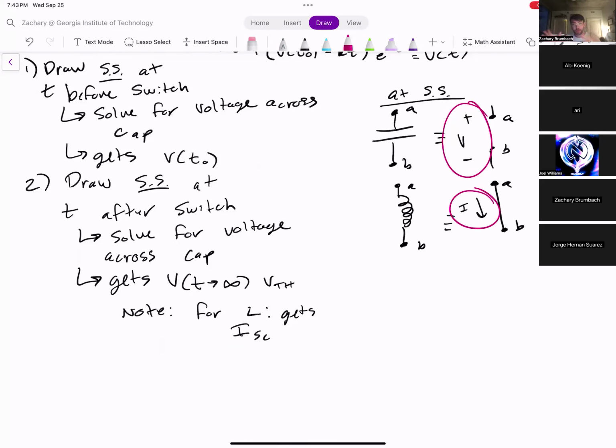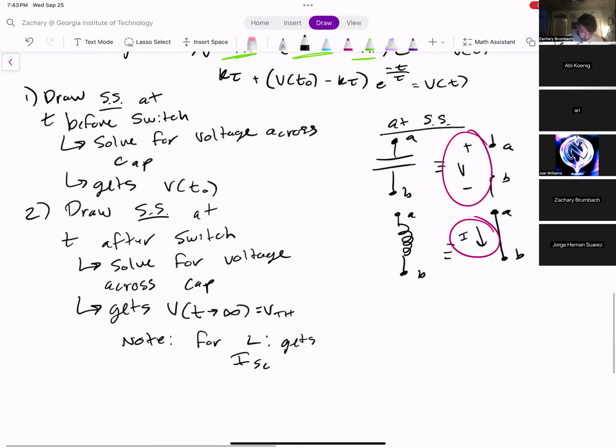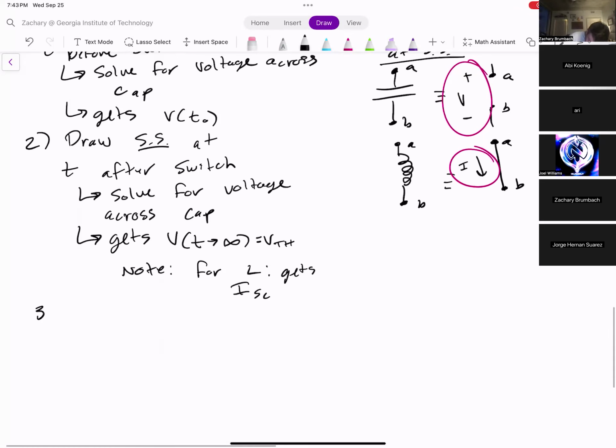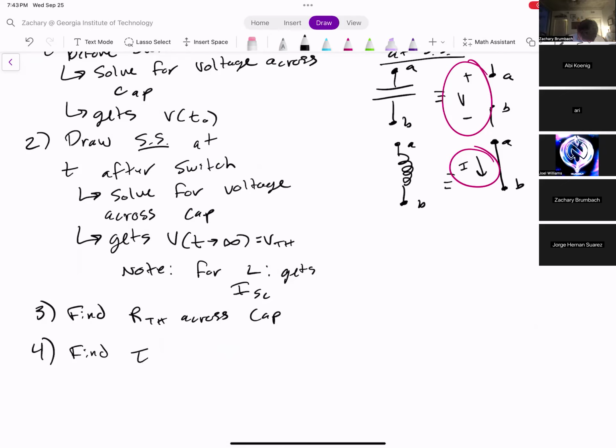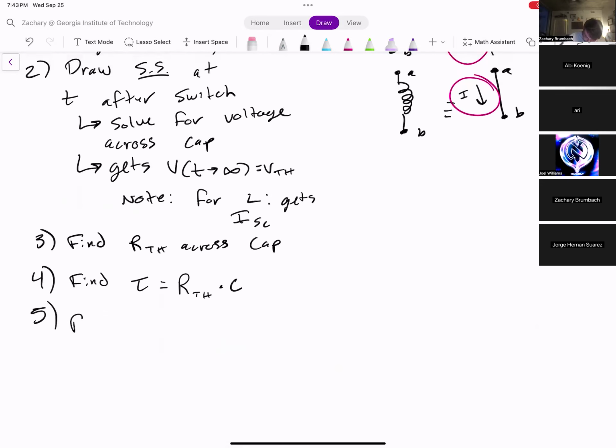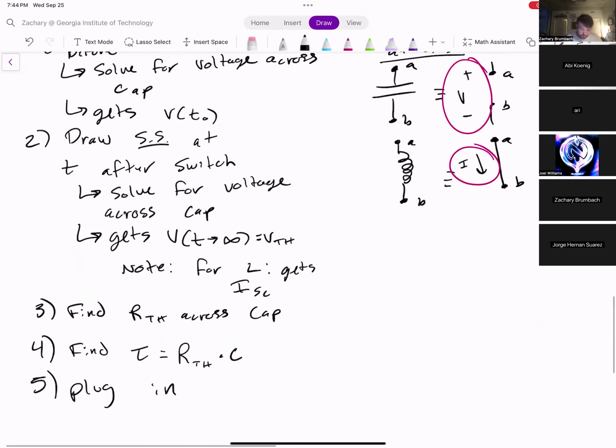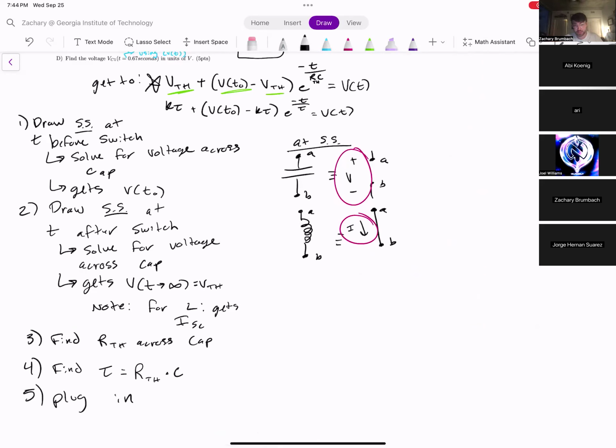You're solving for the same thing before and after the switch. Before the switch gets you your initial condition. After gets you your I Thevenin, your I short circuit, your Norton equivalent current, or your V Thevenin, your Thevenin equivalent voltage. Okay. So we have two steps so far. Step three, find R Thevenin across the cap. Four, find tau, or time constant, which is equal to R Thevenin times C. And five is just plug in. Okay. So this is the step-by-step process. Does that make sense?